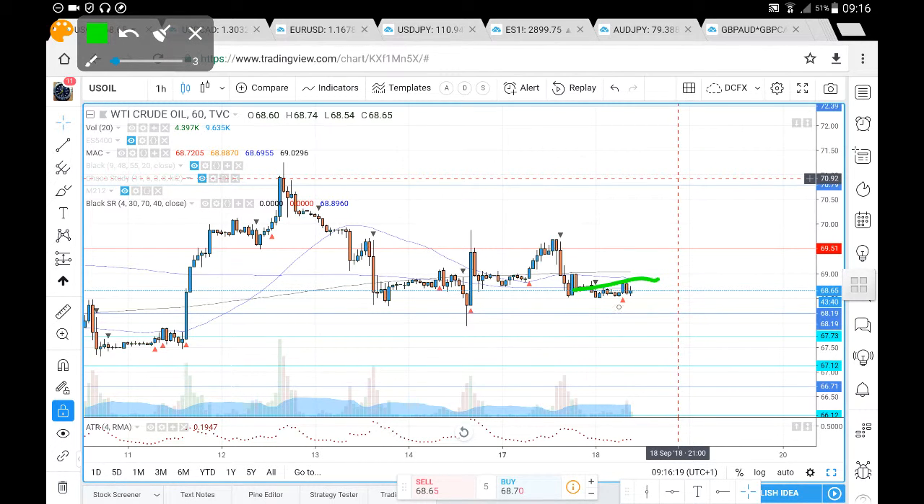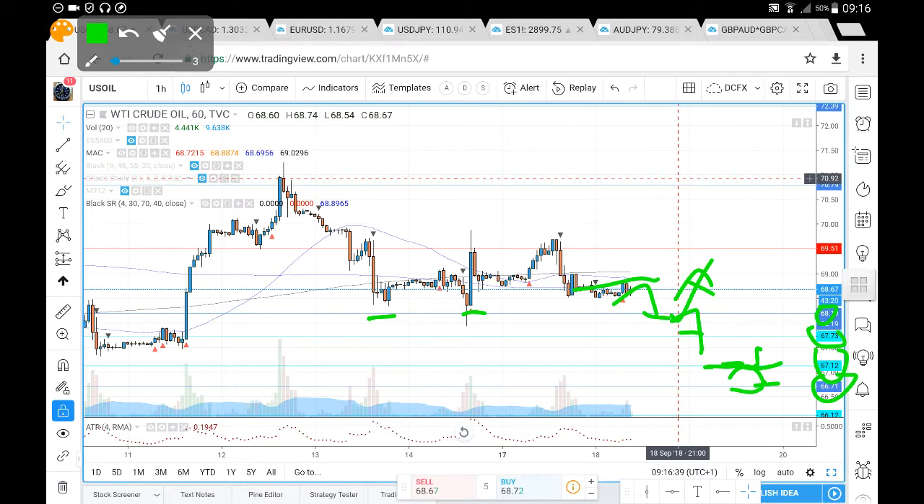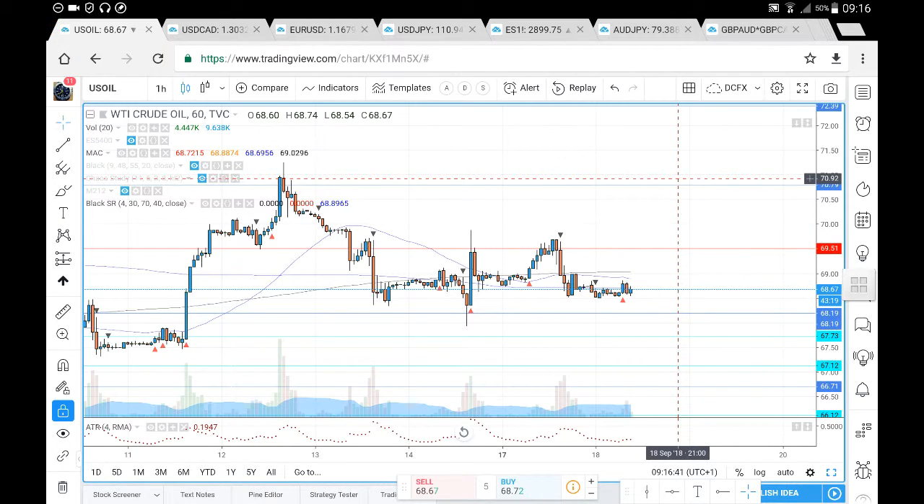If, however, we do see a break of this consolidation here to the downside, looking for another test of the 68.19, well established level of support. Failure to hold that 68.19, possibly may see us down towards that 67.73, successful break from which we're then looking for a move down towards that 67.12 here on the US oil. And if there is sufficient volatility here to the downside, take us beyond 67.12, may even see a move down towards that 66.71 here on the US oil.